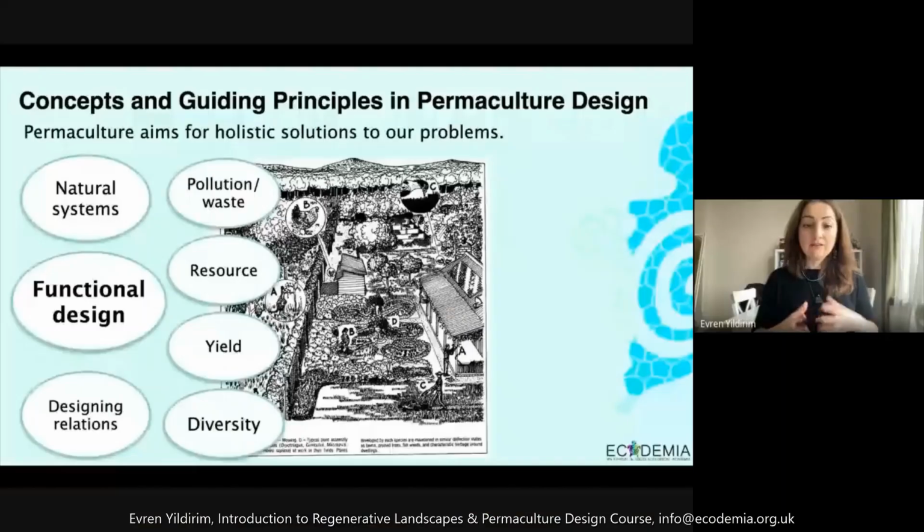We will talk about diversity because diversity is related to stability. But we will talk about diversity as the number of useful connections that we can make between the elements of our design. We will be talking about designing these relations.